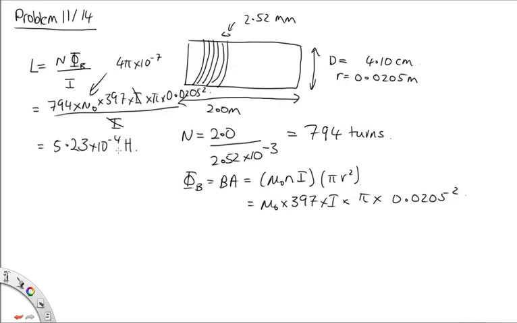Now going back to the question, it wasn't actually asking for the inductance, it was asking for the inductance per metre. So this is the inductance over 2 metres. We just need to divide this by 2 to get the inductance per metre. So L per metre is equal to a half of this, which is 2.61 times 10 to the minus 4 henries per metre, or we could write this as 261 microhenries per metre.